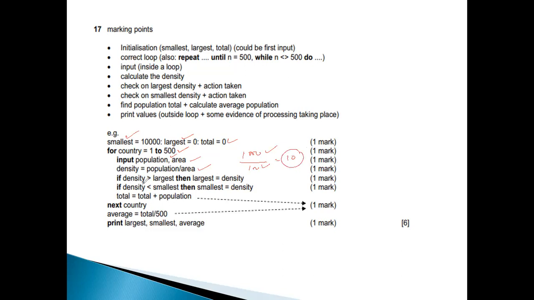Now this value will be compared here. If density greater than largest, obviously this condition is true: 10 is greater than 0. Then the density value will be assigned to largest. Now this will check another condition. If density less than smallest, is this condition true? Density less than 10,000. Then density will be assigned to smallest. It means in the first input, largest and smallest will have the same value, 10. Then total plus population: total is 0 and population is 1,000, so total value will be 1,000. Am I right? Okay.